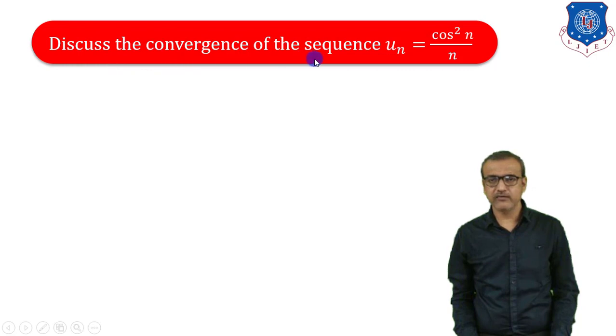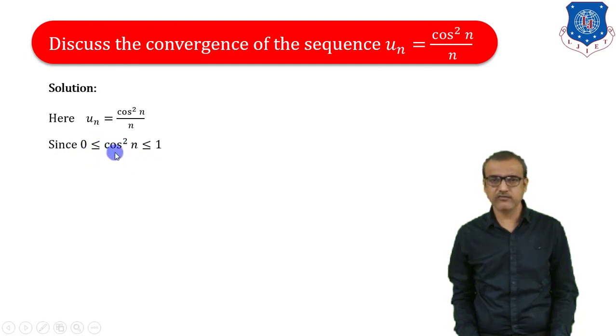Now discuss the convergence of the sequence un equals cos square n by n. Here un equals cos square n by n. Now all of you know that the value of cos square n is between 0 and 1. So we have 0 less than or equal to cos square n less than or equal to 1. Now dividing this inequality by n, 0 upon n is 0, which is less than or equal to cos square n by n, which is less than or equal to 1 upon n.